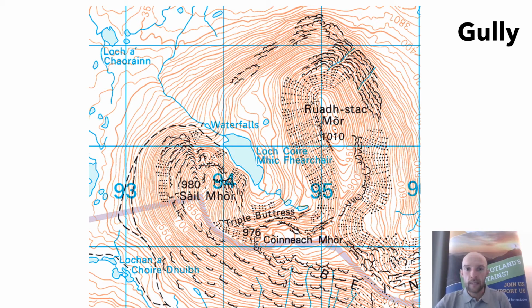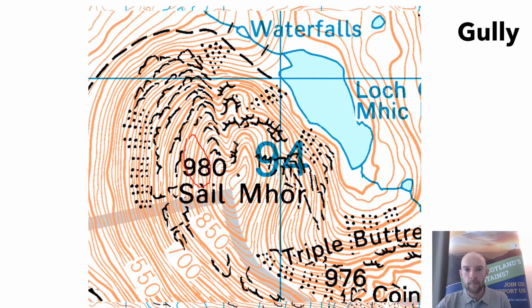So looking at this mountain here, this is Ben A. We've got a gully line. It's a little bit hard to see, but what's happening with the contour lines is they're coming around and cutting back into the land and back out again. So there's like this little U shape forming in here, and that's giving an indication of a steep gully line.